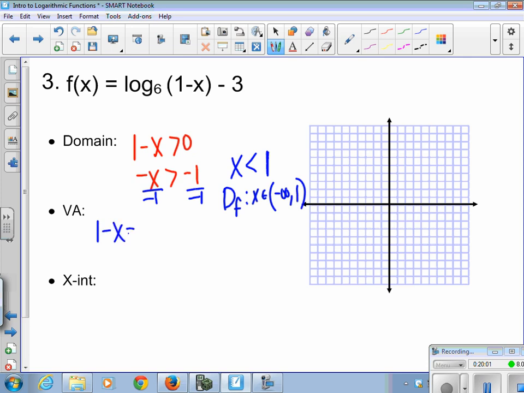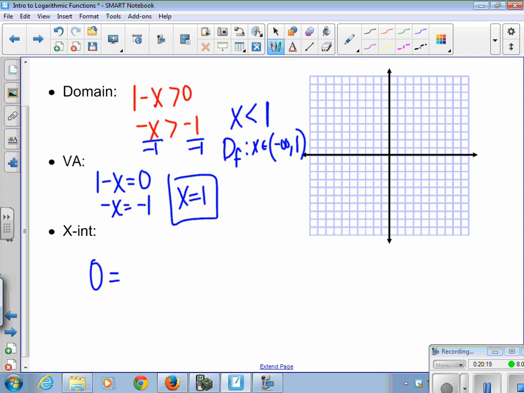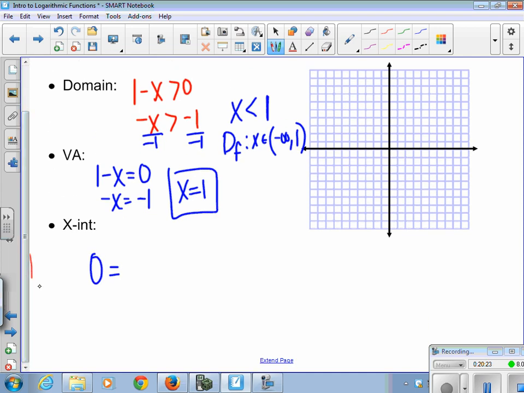Now, vertical asymptote, I'm going to set what's inside equal to 0. So negative x equals negative 1, divide by a negative, and x equals 1. So that's the vertical asymptote. And then x-intercept, I'm going to let y be 0. So I'm just going to say 0 equals, and then this is log base 6 of 1 minus x, minus 3.